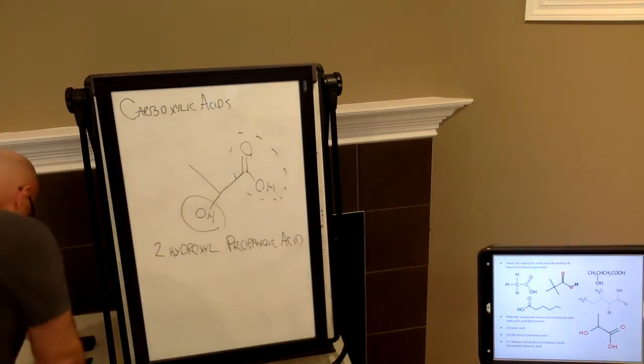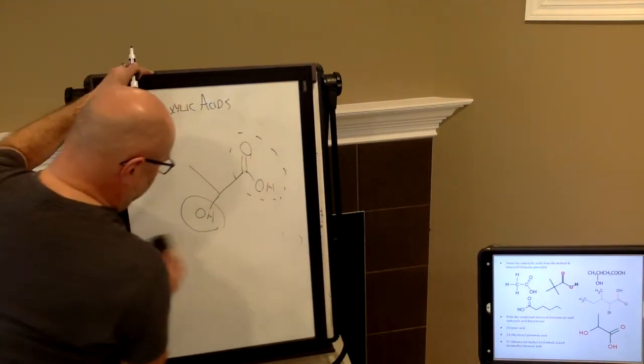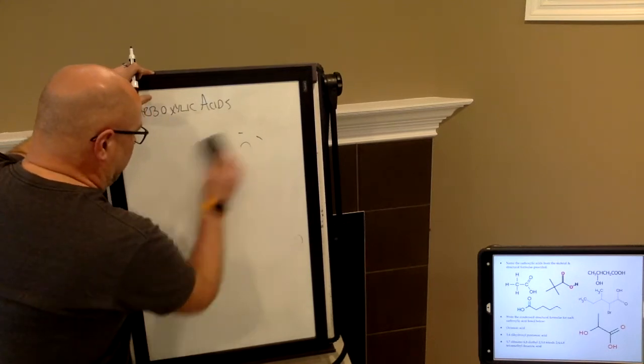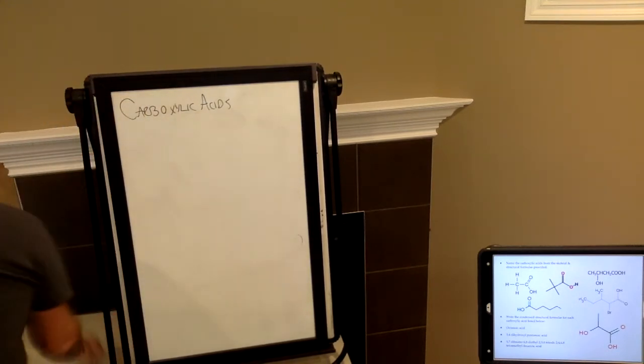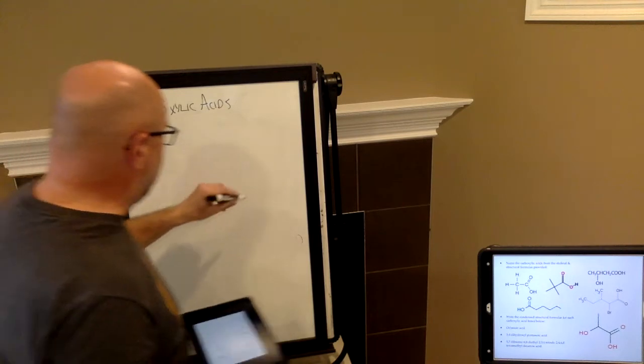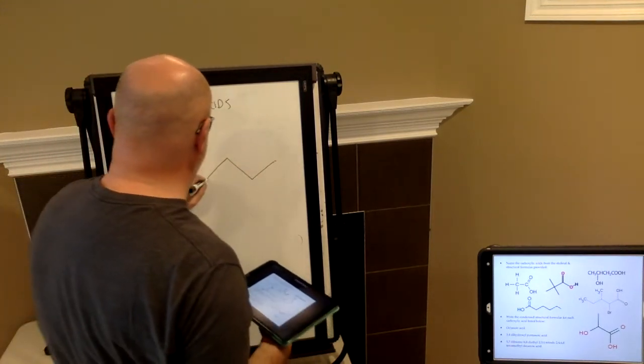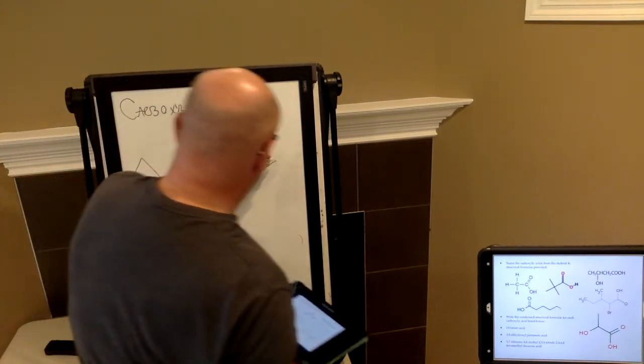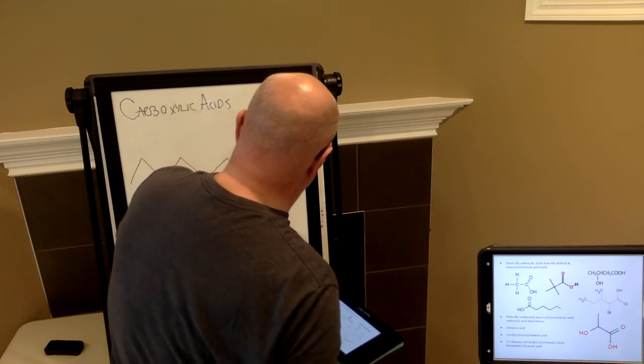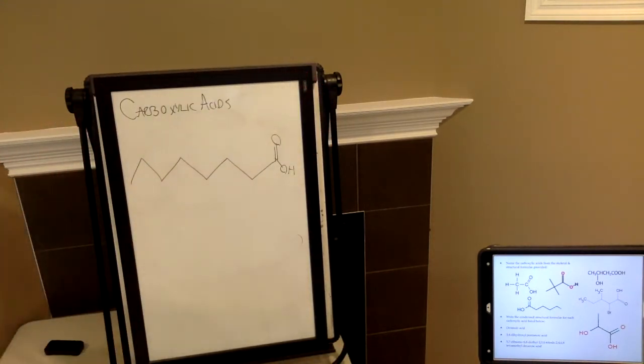The ones on the bottom there to name, just make the structural formulas from the names. Pretty straightforward stuff. I got octanoic acid. That's a pretty straightforward one. That's going to be an 8-chain. 1, 2, 3, 4, 5, 6, 7, 8. And I've got my carboxylic acid group on the end there. There's my octanoic acid up on the board.